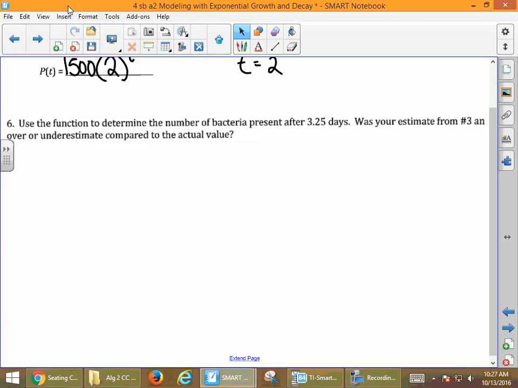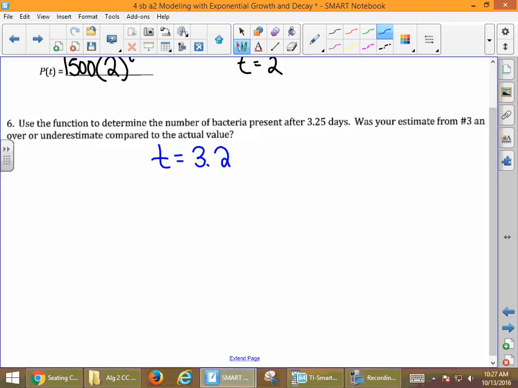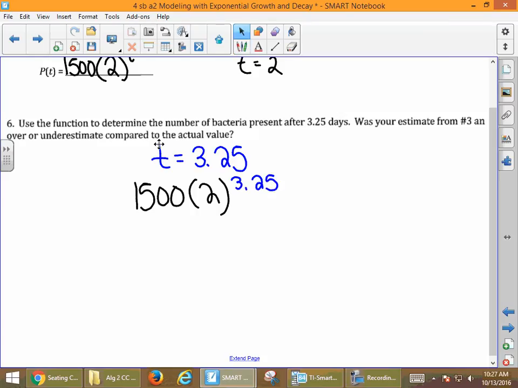So now we're going to use this function to determine the number of bacteria present after 3.25 days. We estimated a little bit earlier here. Now we're going to try to figure that out. And what that means for us is we're going to put in the value of 3.25 back into our function wherever we see t. So this is going to be 1500 times 2 to the 3.25. And again, we can take out our calculators and type in that value.